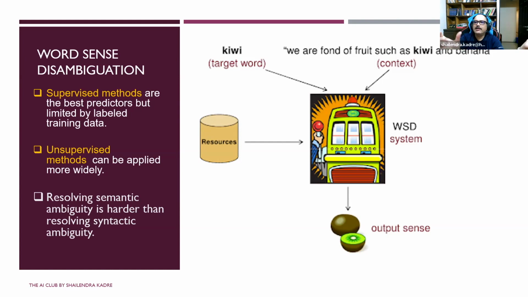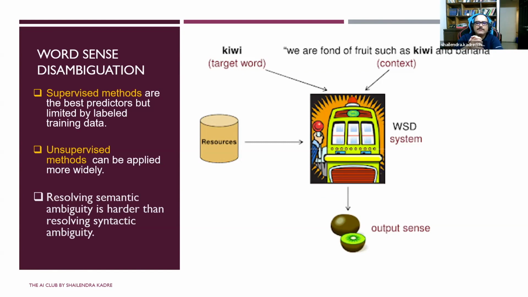If a sentence is there and the target meaning is not available, you first have to tag the meaning of a very large corpus by hand. All the meanings of all the words you have to feed manually, and then use that corpus in the supervised learning method. So that is the limitation of the supervised method. Unsupervised methods are a little less accurate, but they can be applied more widely because they don't need any labeling, they don't need any y. These are the obvious differences between supervised and unsupervised methods, and the same applies in word sense disambiguation.